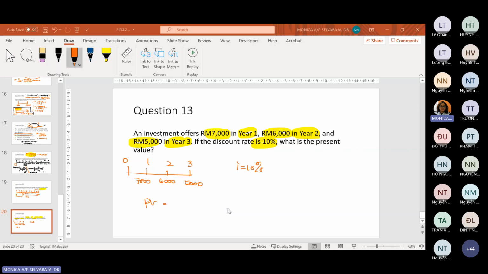Okay, what's the present value formula? Quickly, give me your answers. Give me the formula first. What's the present value formula? I have typed it out, right? So please type out the formula. What's the present value formula?